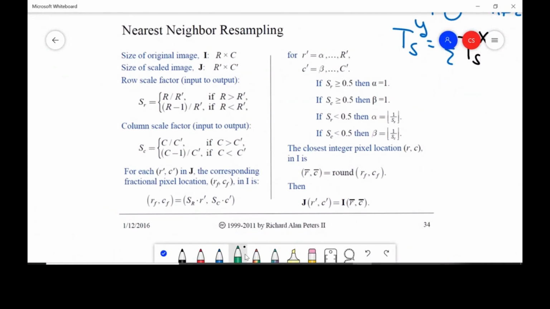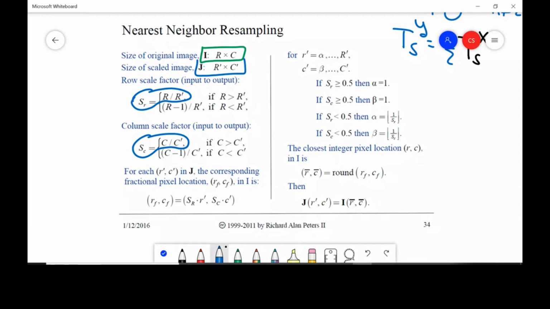Okay, so here what we have is, let's say that we have an input image of this size, R rows, C columns, and we want to produce an image of this other size, R prime and C prime. So we will have two scaling factors, one for the rows, one for the columns. And we will concentrate on this part. The other branch is just a very technical thing.